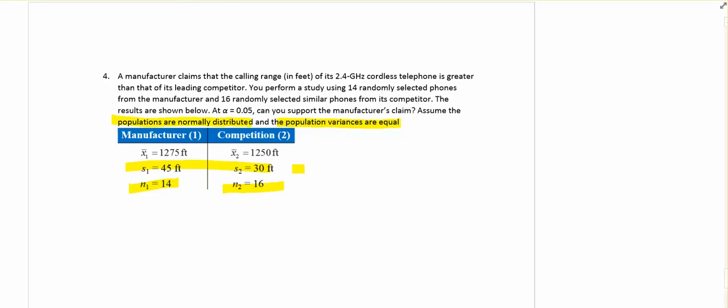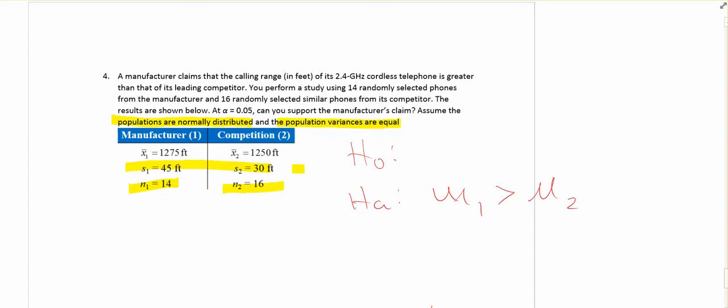Our calculation is going to be different than in the last video because the population variances are equal. So let's try to get started here. A manufacturer claims that the calling range is greater than that of its competitor, and then we perform this study to see if we can support the claim. The claim doesn't say equal to, the claim says his is greater than the competitor.